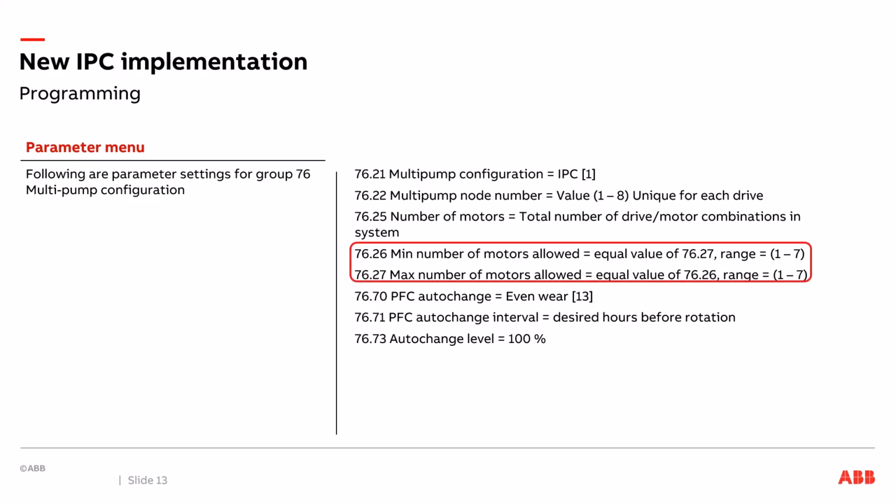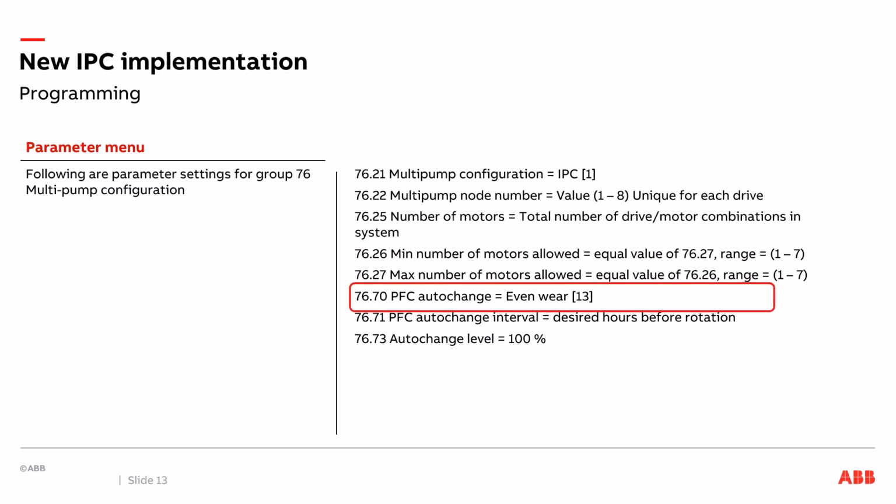The first parameter I just want to cover, the first two are 7626 and 7627. Just verify again that these two are set to the same value, as these are the min and max number of motors that are allowed to be run. So, for example, if you have a 6-fan system or 6-drive motor system and you only want 5 to run at a time or 4 to run at a time, these will either be set both to 5 or maybe they'll be set both to quantity 4.